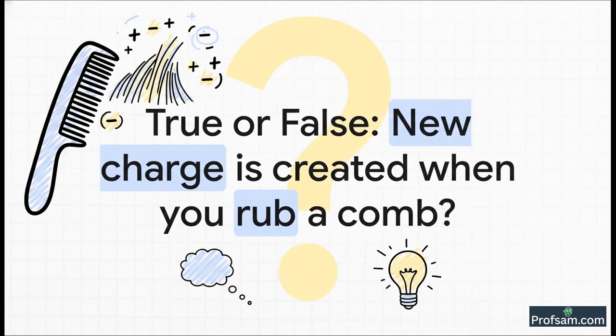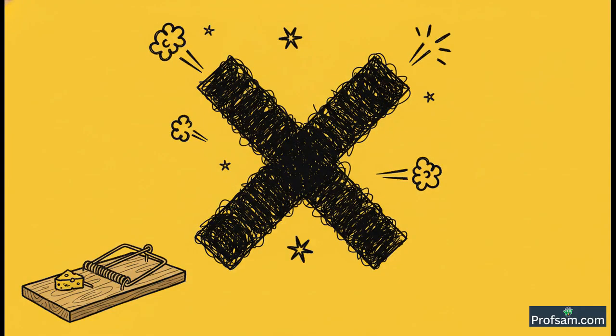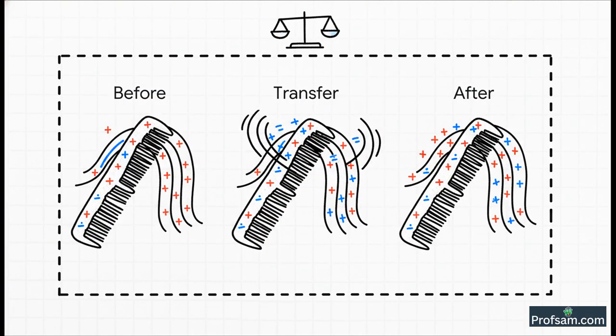Okay, first question. True or false? When you rub a comb on your dry hair, new charge is created. What do you think? True or false? The answer is a big, big false. Please remember this for your exams. Rubbing does not create charge. It only transfers electrons from one body to another. No new charge is made. The total charge of the system, your comb plus your hair, stays the same. So which of our golden rules is this? Yes, it's the law of conservation of charge.